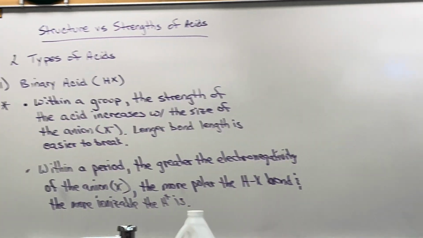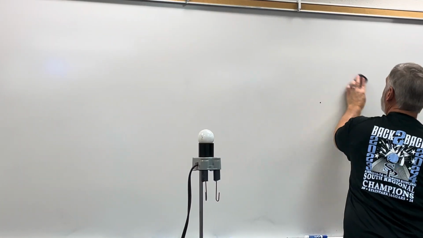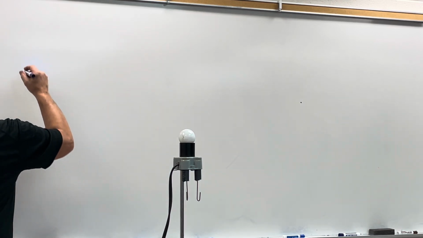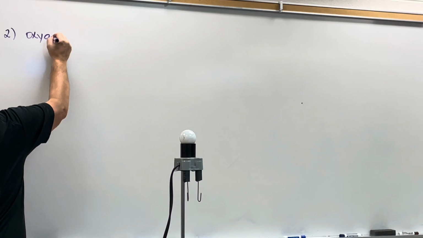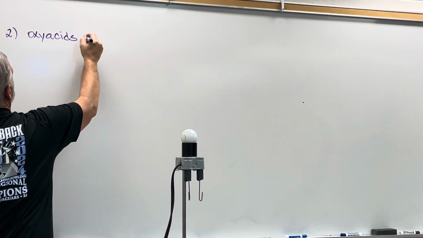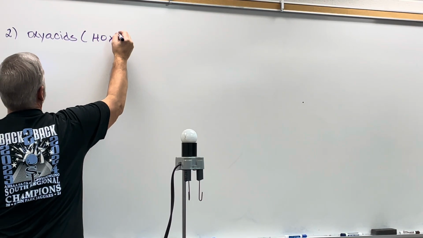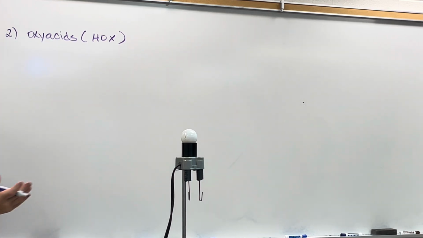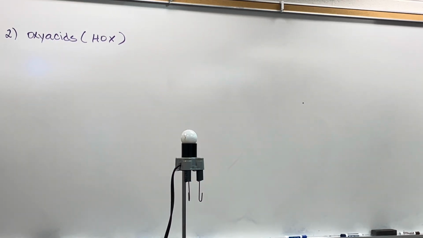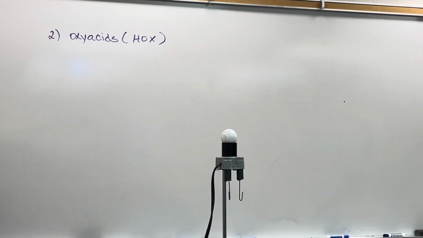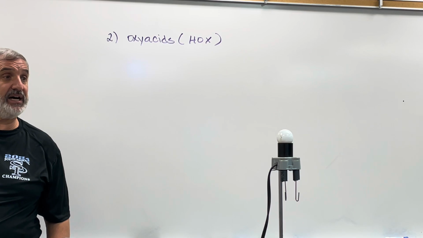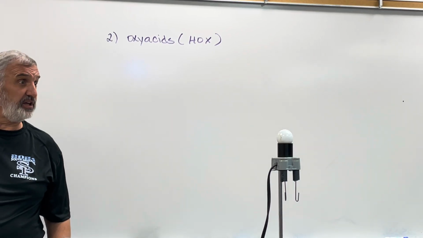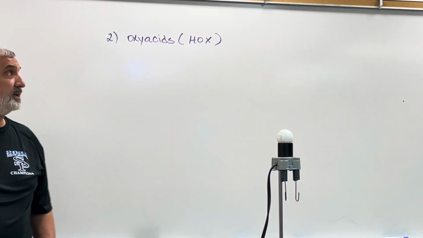Oxyacid. So what do oxyacids contain? Hydrogen, oxygen, and some other nonmetal. Okay? So number two, oxyacids. It's going to be HOX. Now X can be a polyatomic ion as well. So this is any acid that has oxygen in it. When we look up here, any of the polyatomic ions that have oxygen, you put a hydrogen in the front, it's an oxyacid.